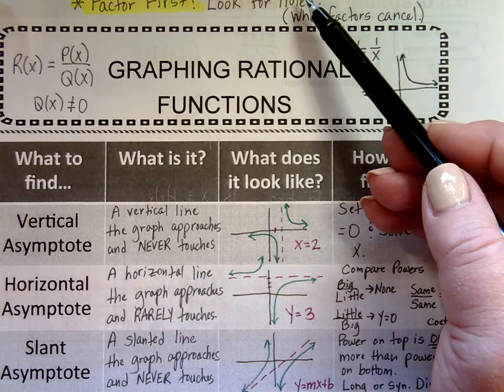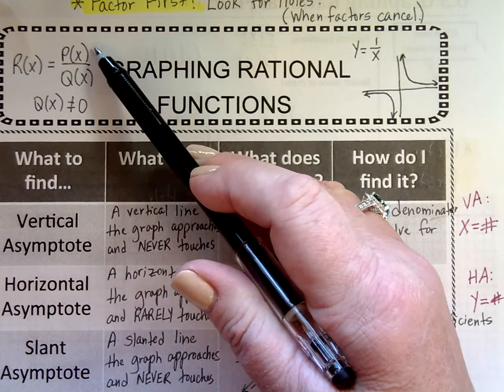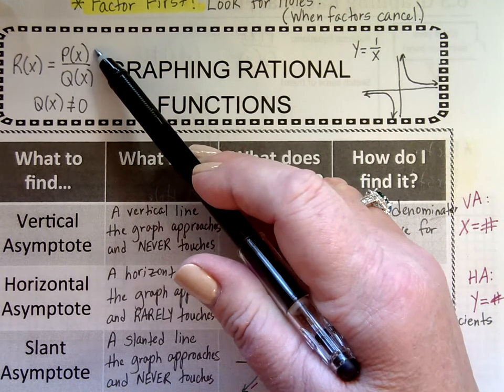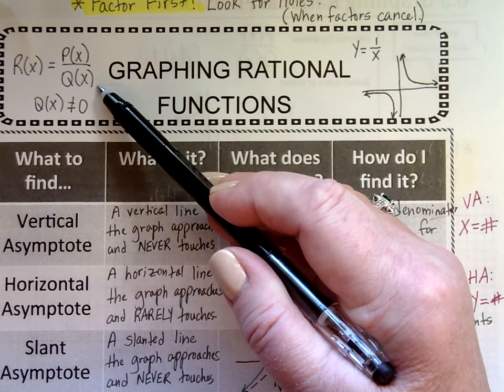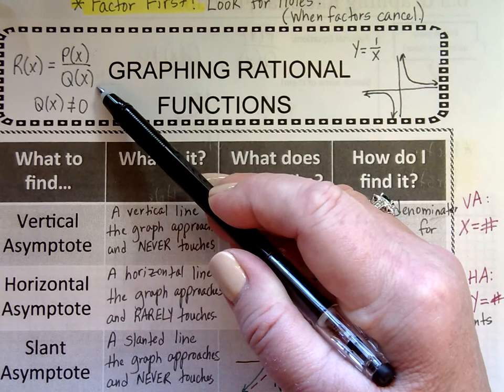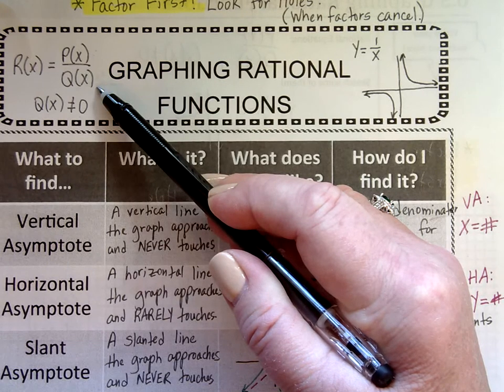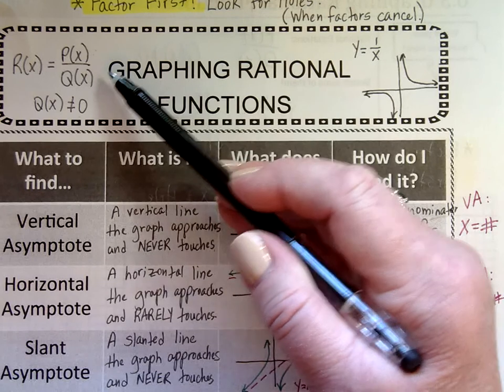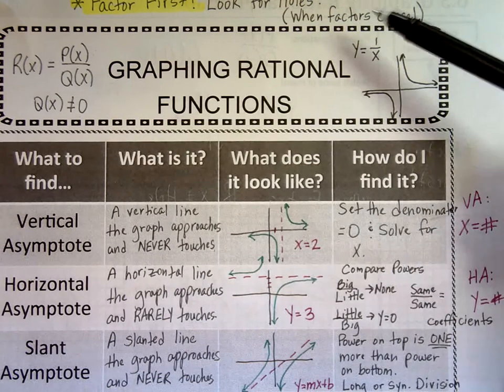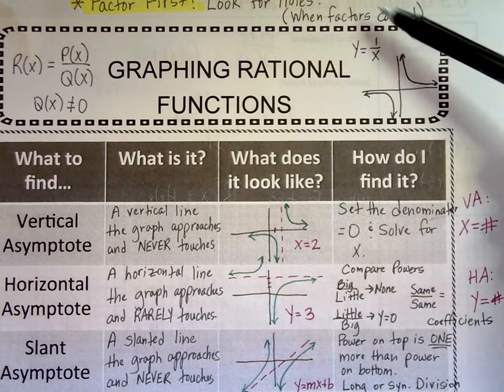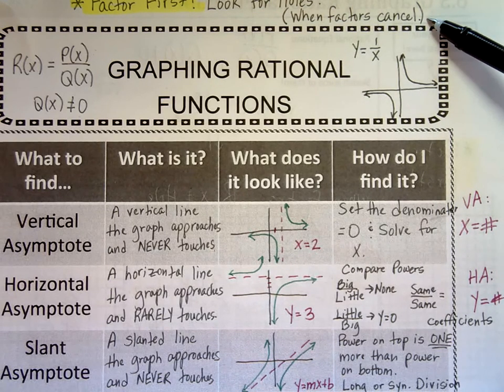If they have a common grouping in the top and the bottom, you'll see this in an example in a few minutes, you can cancel it. And if they cancel, then that creates a hole. It's actually a removable discontinuity. Remember those from way back when? A removable discontinuity, that's a hole. You can remove it. You can cancel it out. So you're looking for holes, and that happens when the factors cancel.